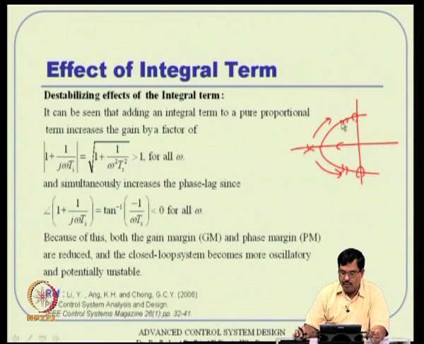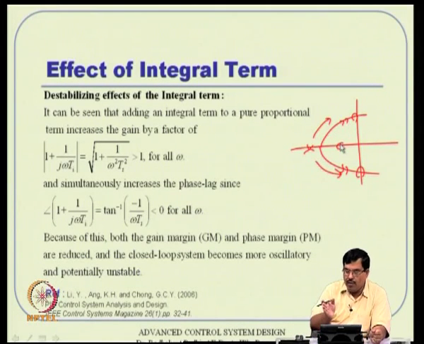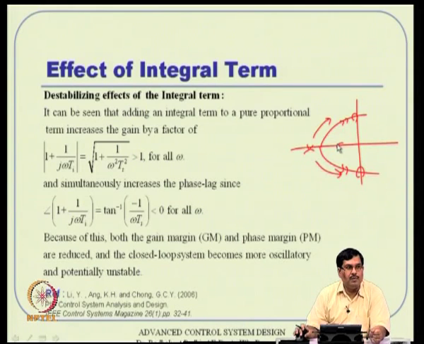So, the gain margin becomes lesser and lesser. Margin is the value that is left out before the system becomes unstable. So, if the gain value keeps on increasing more and more, the margin becomes less and less.